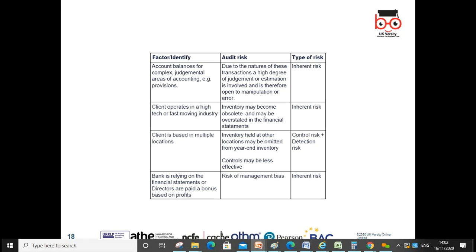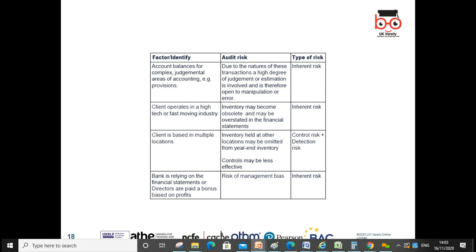Client operates in a high-tech, fast-moving industry. Inventory can be obsolete. Think about if you have Windows 98 CDs. Yes, that itself is inherent with the nature of the business. The client has multiple locations. When you have multiple locations in your business, what will happen? Maybe you have a control risk there. Yes, and detection risk. You can't detect the fraud properly.